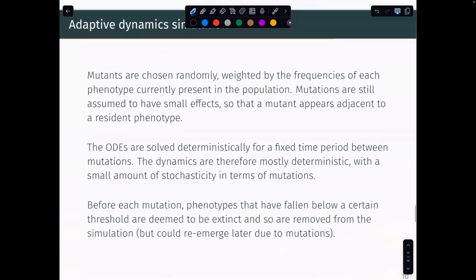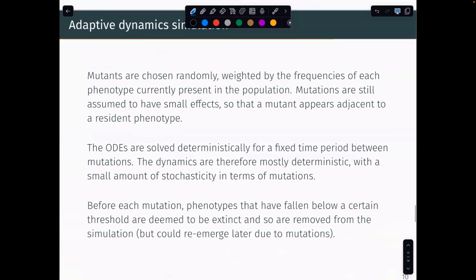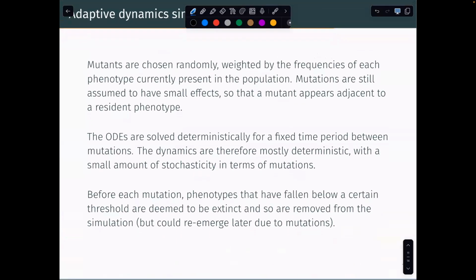Any questions so far? In terms of the actual method then, what do we do? Well, we start in a similar way, in that we have to initialize a population at some particular phenotype. And what we're going to do is set up our ODEs for our model and solve them for a time window. Introduce a rare mutant, solve them for a time window. Introduce the rare mutant, solve them for a time window, and just propagate forward, okay?